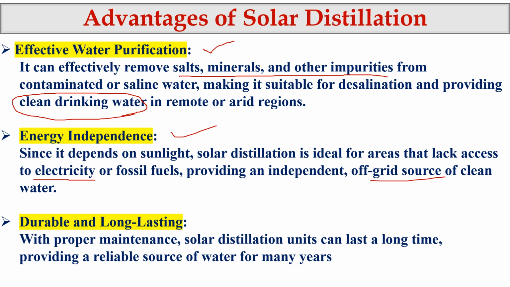Then durable and long lasting. With proper maintenance, a solar distillation unit can last a long time. We can simply understand this because we don't have any moving parts. We have a glass and the tank. Very simple. One is the pure water collector, and another one is the impure water tank, which sends the impure water to the main tank.